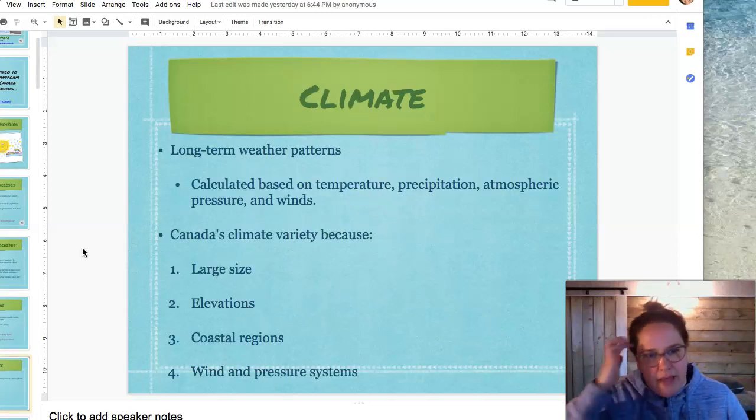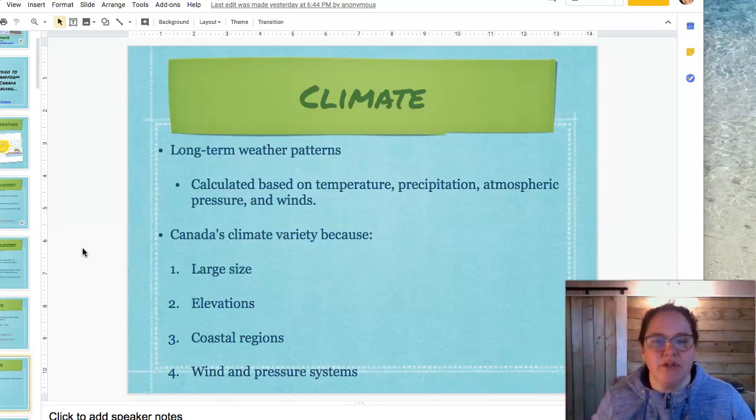So long-term weather patterns are calculated on temperature, precipitation, atmospheric pressure, and wind. And so in this unit, we're going to break these down a little bit more. That's going to make more sense in a moment.